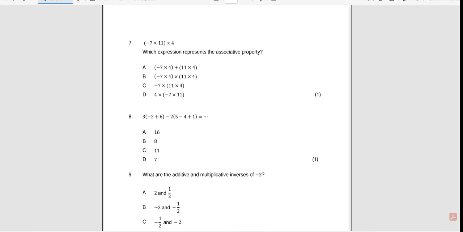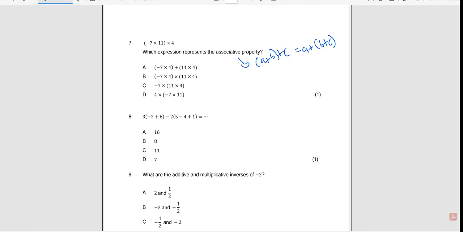Check the expression that we're given. Which expression represents the associative property? Which expression represents three or more numbers added or multiplied that does not change the final answer? So associative properties are in this form. For example, (A plus B) plus C equals A plus (B plus C). These two are equal.